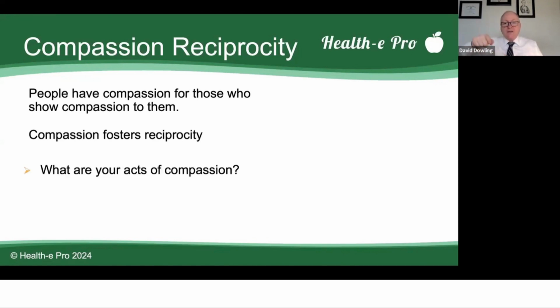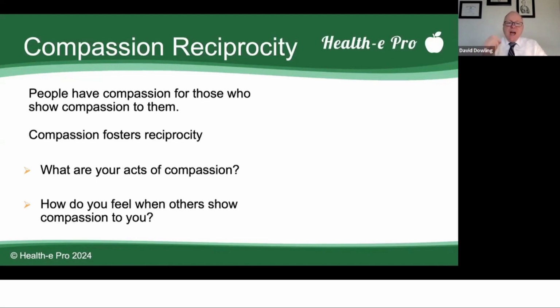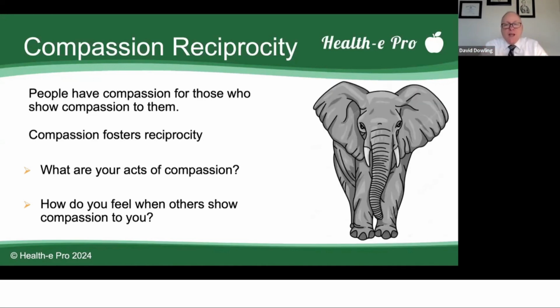What are your acts of compassion? What are the things that you're doing for other people? What are the things that make a difference? And how do you feel when others show compassion to you? I want you to assess and evaluate this for yourself. Why do I have an elephant? Well, elephants have the biggest heart, or one of the biggest hearts of land mammals. And what I'm asking you to do is increase the size of your heart, have more kindness and compassion for those that you work with.